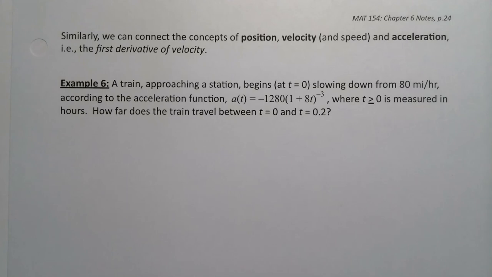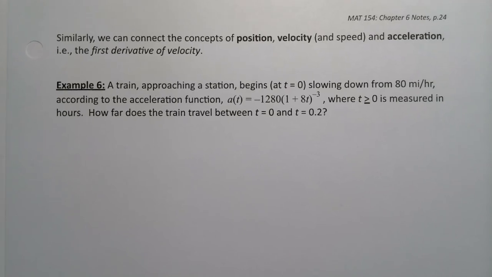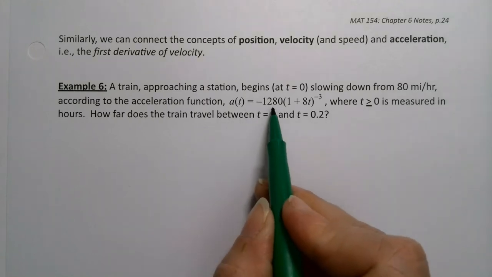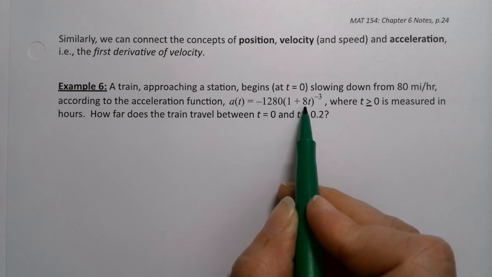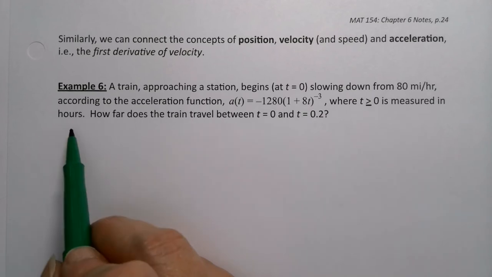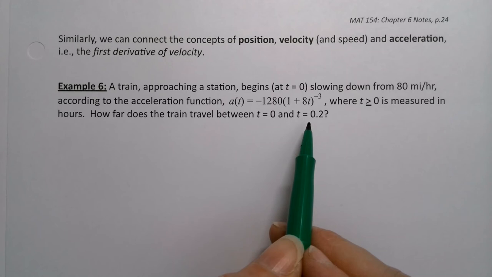Let's apply the connections of position, velocity, acceleration, and distance with another problem. We have a train approaching a station. It begins at t equals 0, slowing down from 80 miles per hour. According to the acceleration function, a of t equals negative 1,280 times (1 plus 8t) to the negative 3, where t is greater than or equal to 0 and is measured in hours. How far does the train travel between t equals 0 and t equals 0.2?